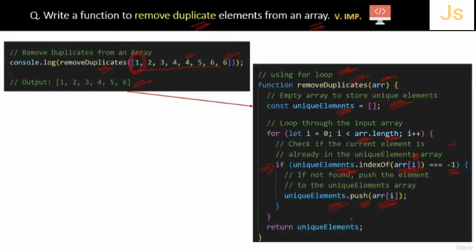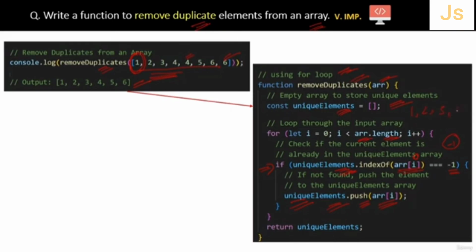Similarly, 2, 3, 4 will also be inserted in this uniqueElements array because they are not already present there. They are not there, right? And their index will be -1. Now our unique element array contains elements 1, 2, 3, 4.